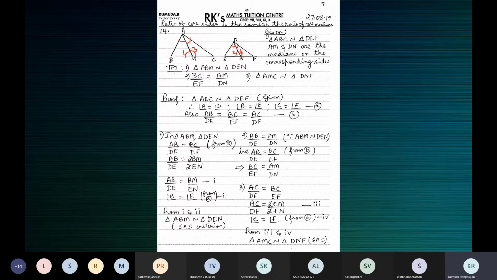DN is the median. N is the midpoint of EF. That's it. Ma'am, but angle BAM will be equal to angle EDN, no, ma'am? Yes, that follows because the triangles are similar. Angle BAM will be equal to angle EDN after we prove that the triangles are similar. Not before that.